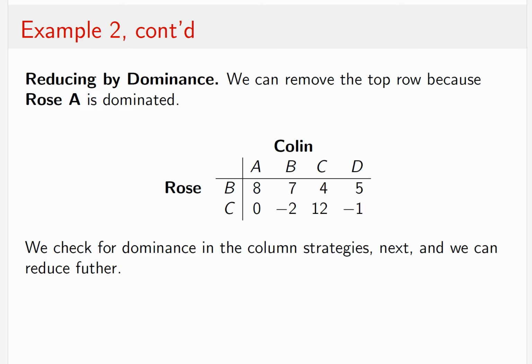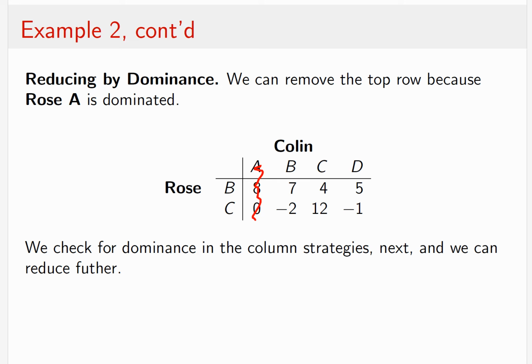And there are a couple that will dominate A, but let's just do the one right next to it. B dominates A. Why? Well, because 7 is less than 8 and -2 is less than 0. Notice that D also dominates A if you think about it. But what does this mean? This means we can get rid of Colin A. It's dominated. And what about B?